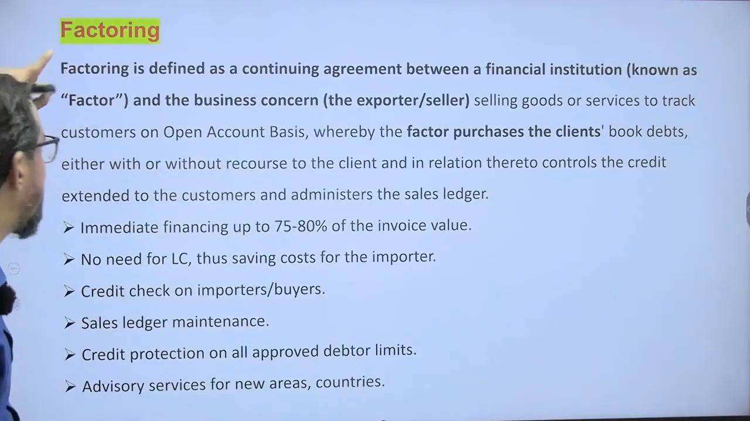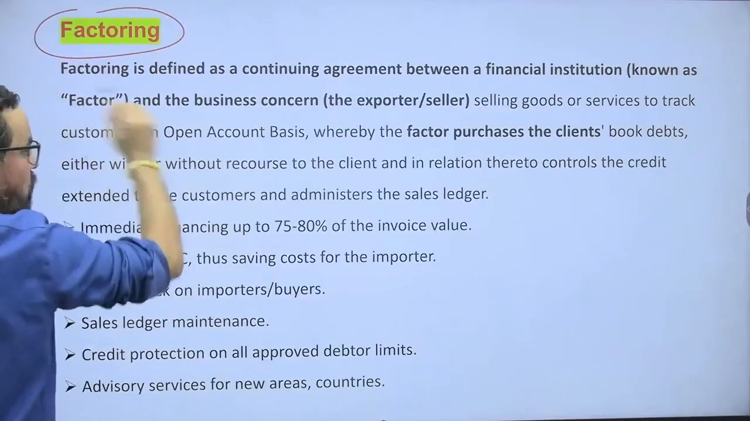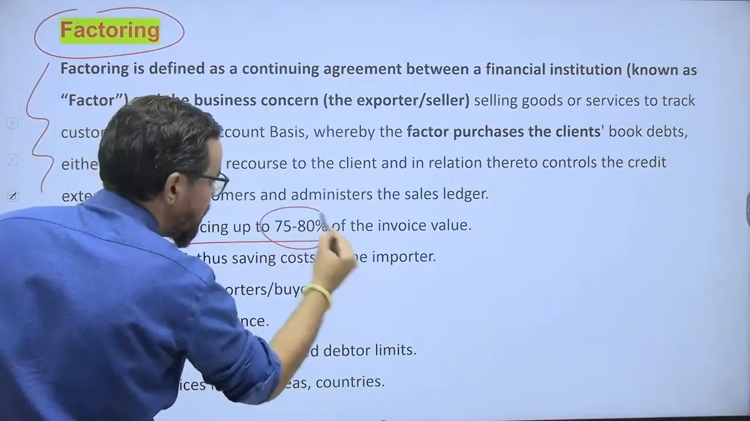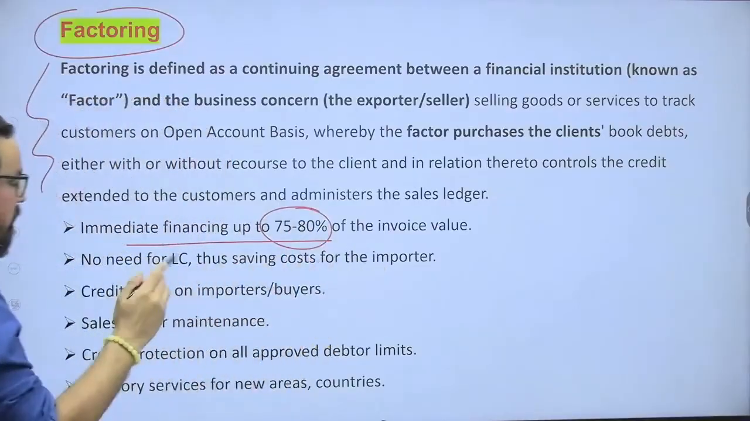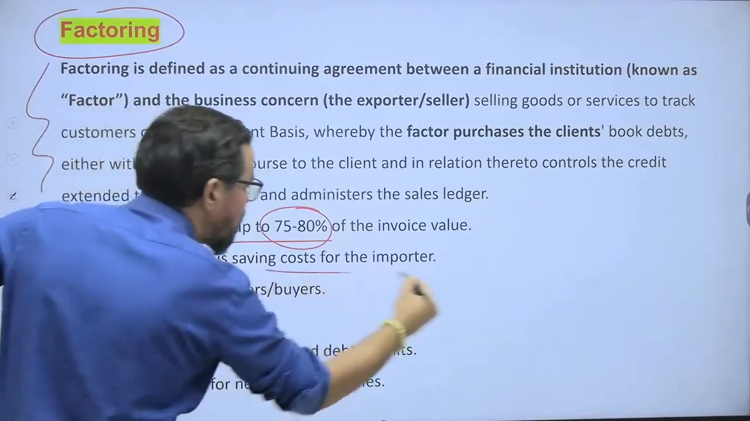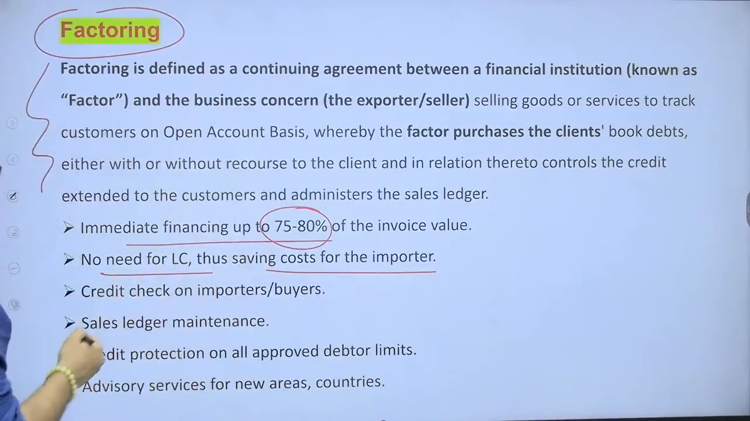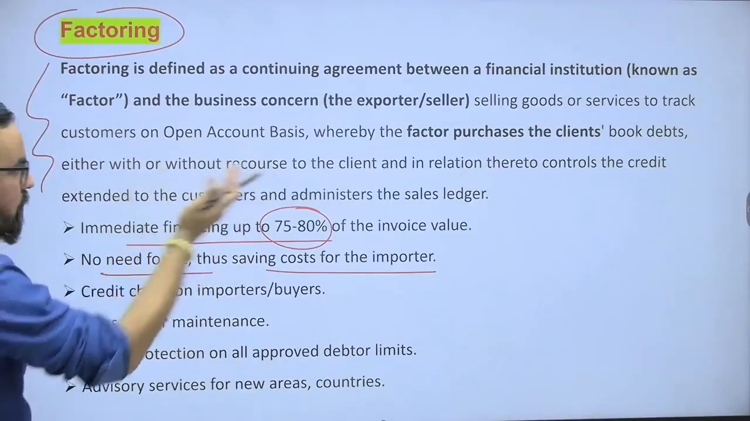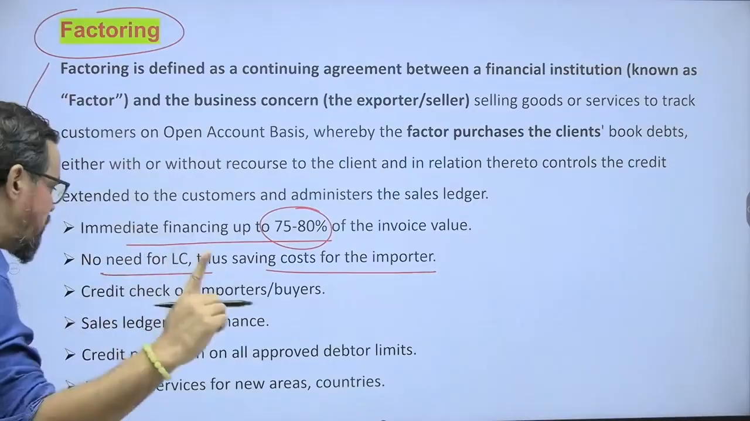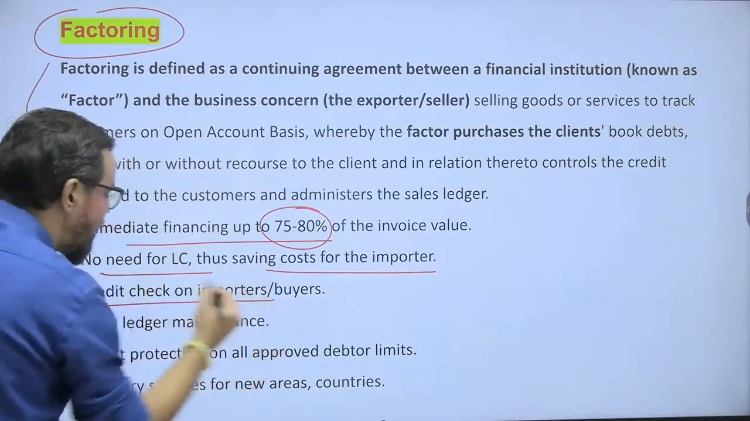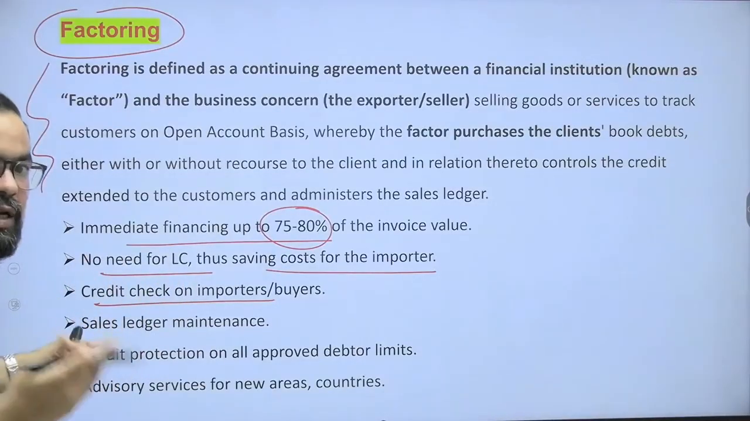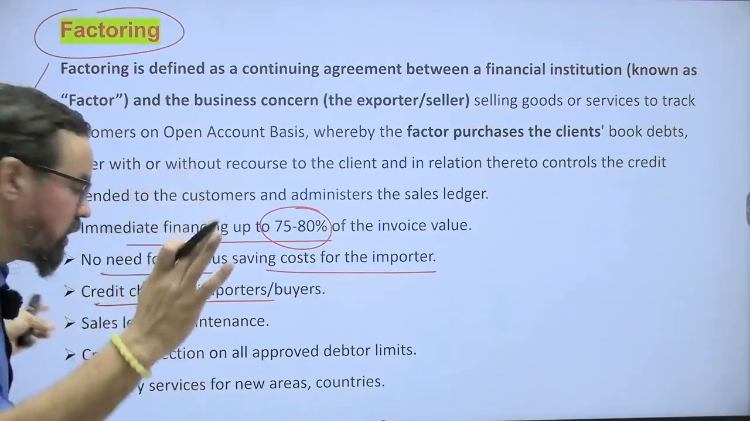So first is factoring. Okay? You can go with this particular one, but it is immediate financing up to 75 to 80% of the invoice value. No need for LC, thus saving cost for the importers. It is generally on open account basis. All the transactions of that particular exporter are done by one factor. Credit check on importers or buyers. These are the additional services which are generally provided by the factor to the exporters.